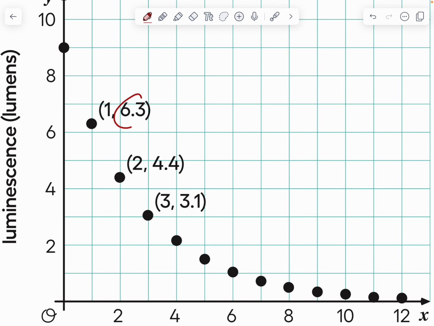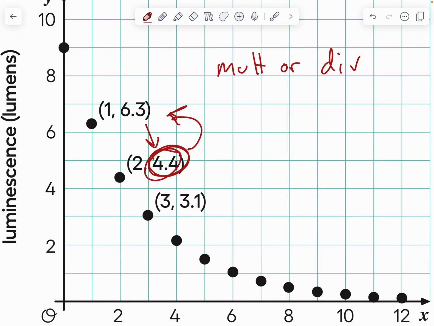So what you're going to do is look at the y values, okay? Now we can tell that it goes down by, what, 1.9 if you were to subtract, but that's not what we're trying to do because it's exponential. So we know it has to be multiplying or dividing, right? And since it's going smaller, we know it's going to divide. So you're going to take the second value and divide it by the first value, and that's going to give you your growth factor.